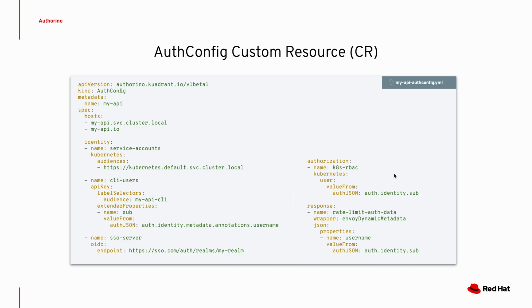And we use here the Kubernetes RBAC to store the roles and role bindings that grant access to the API, regardless of how the authentication is handled, by the way. So meaning that not only the service accounts, but also the other groups of users. And here's the bit that injects the username for the rate limiting service.